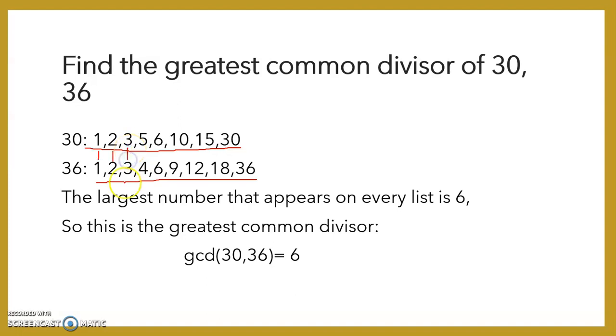3 is common. Yes. 5, 4, no. 6 is common. Yes. Then again check into the list. No, there are not common numbers. Now the greatest common number is 6. So the largest number which appears to be the GCD is 6 for 30 and 36, right?